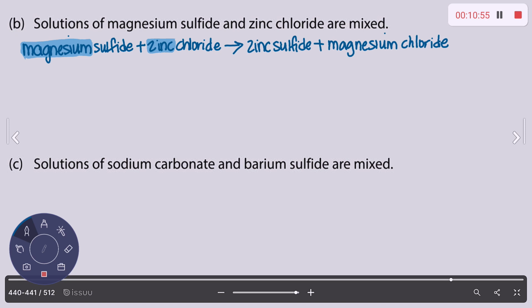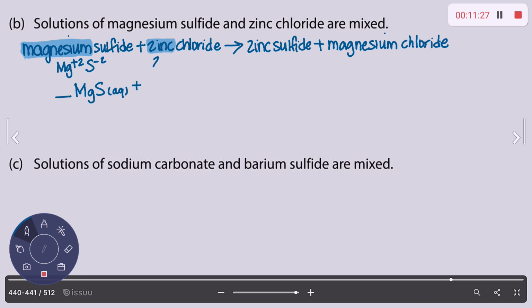What's the charge on magnesium? +2. So this is Mg +2. Sulfide is S. What's its charge? -2. What would my chemical formula become? MgS. I'm going to leave a little space in front of MgS for us to balance it. And it says it's a solution, so I'm going to put an AQ after it. I don't need to look at the solubility table because they told me it was a solution. That automatically means it's dissolved in water.